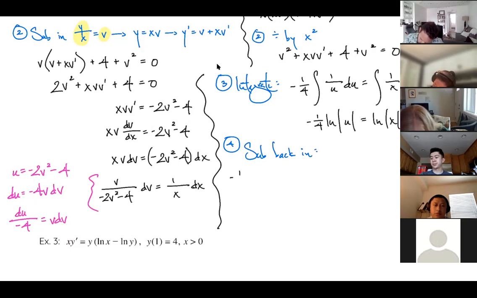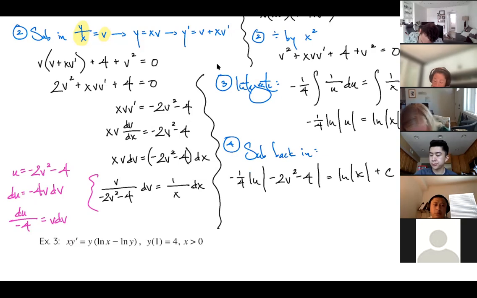We end up with negative 1/4 natural log of negative 2v squared minus 4 equals natural log of x plus c. And I'm going to put my v's back into y over x. And I'll leave that up to you when you want to do this.